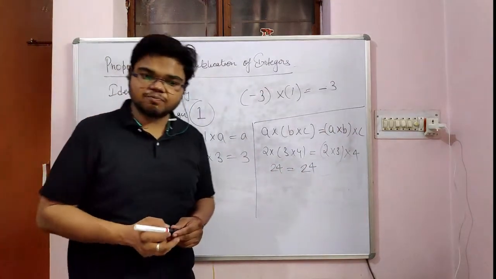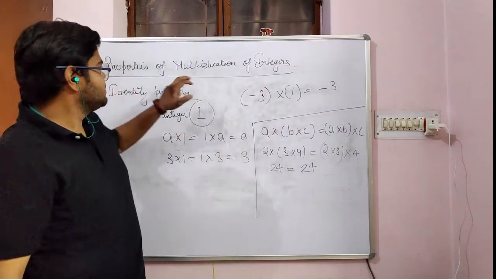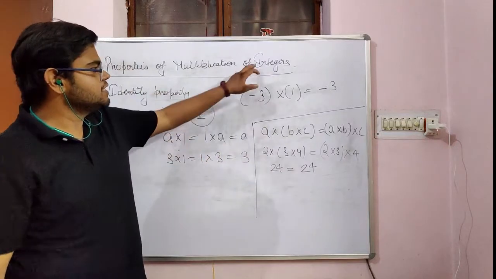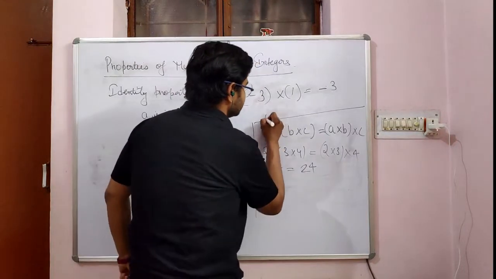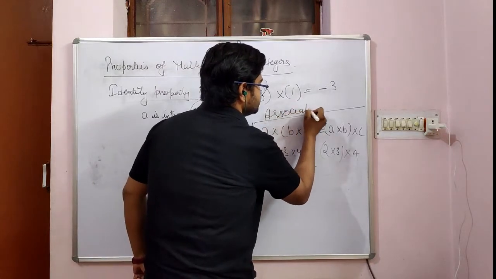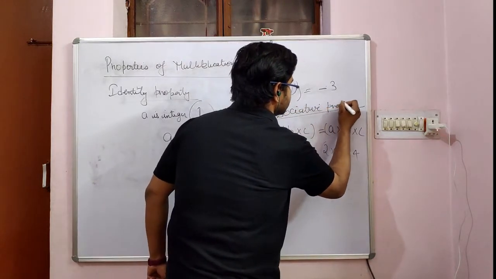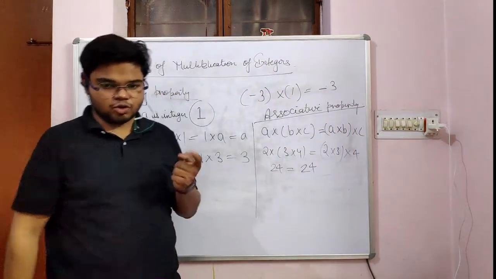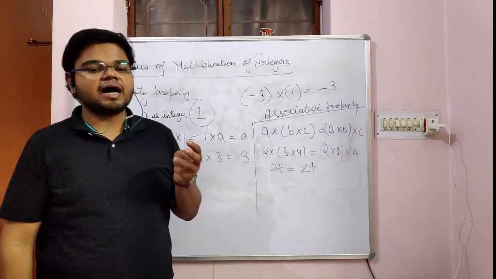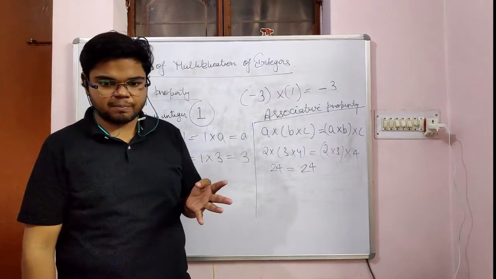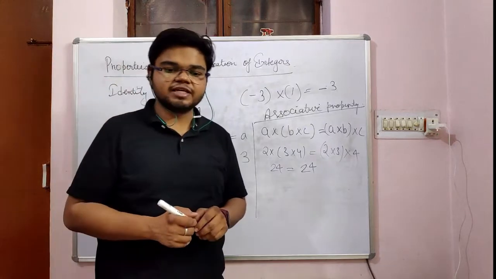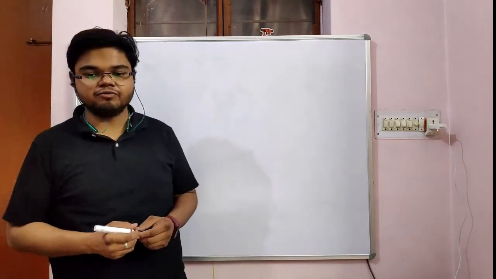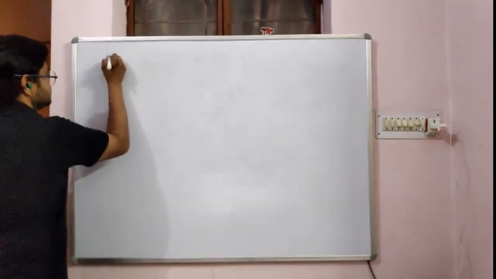So in associative property, children, for multiplication of integers, integers are associative. Under multiplication, integers are associative. This is your associative property. So integers follow closure property, commutative property, identity property, associative property, and the last property that we have, children, is distributive property. So children, the next property for multiplication of integers is distributive property.